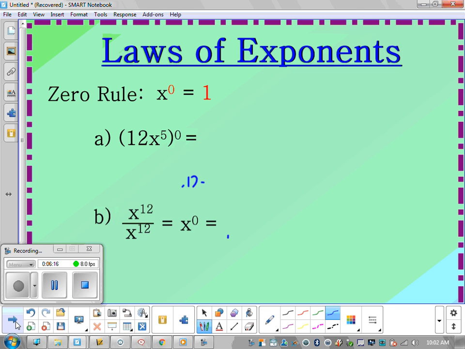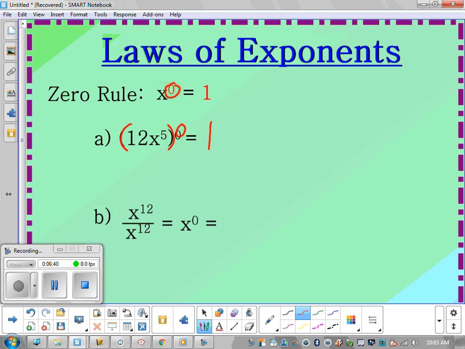Now the next rule we have already talked about in Unit 7. However, we're going to officially master it today and continue using it. The rule says anything to the 0 power is 1. Please notice in example A, the whole term is to the 0 power. So the whole thing is 1.